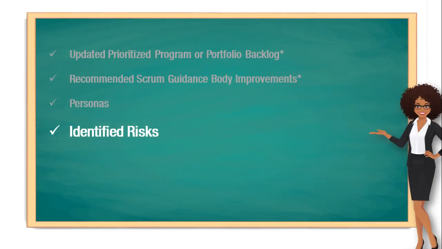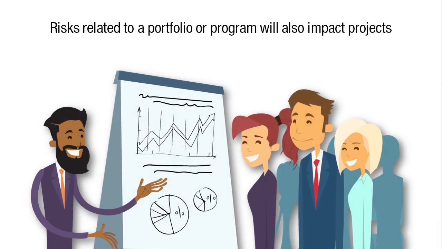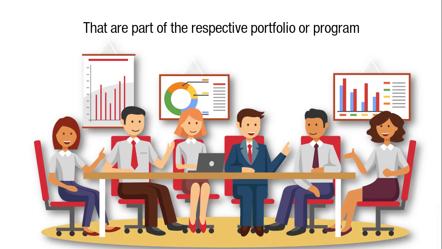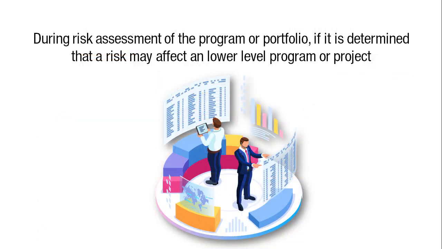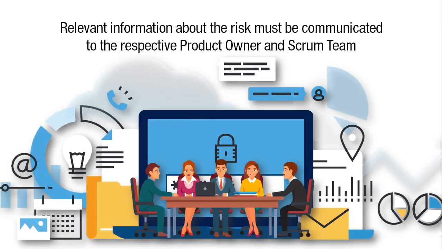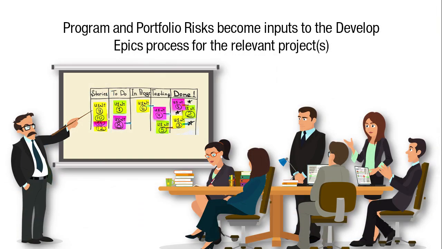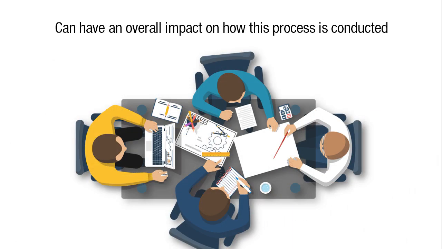Another output is Identified Risks. Risks related to a program or portfolio will also impact the projects that are a part of the respective program or portfolio. During risk assessment of the program or portfolio, if it is determined that a risk may affect a lower-level program or project, relevant information about that risk must be communicated to the respective product owner and Scrum team. Program and portfolio risks become inputs to the Develop Epics process for the relevant projects and can have an overall impact on how this process is conducted.